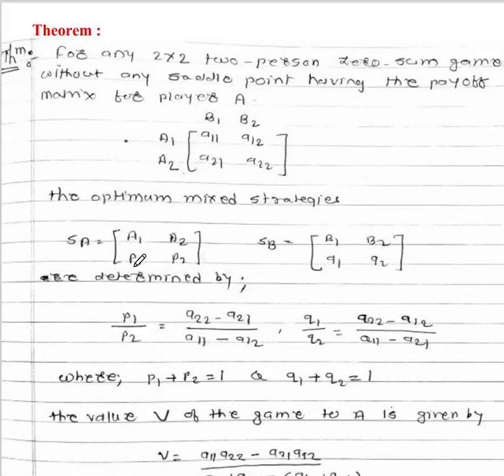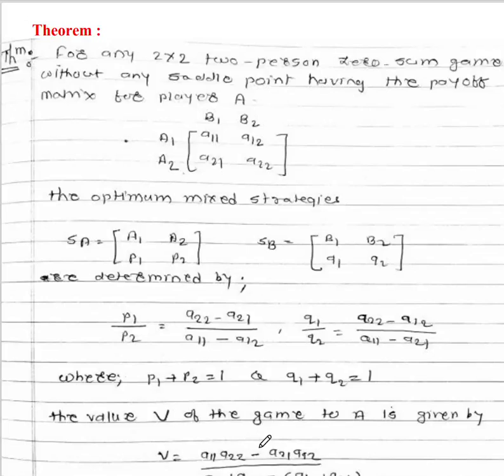The optimum mixed strategies for player A are A1, A2, that is p1, p2. The optimum strategy for player B with B1, B2 is q1, q2, which is determined by p1 divided by p2 equal to (a22 minus a21) divided by (a11 minus a12), and q1 divided by q2 equal to (a22 minus a12) divided by (a11 minus a21), where p1 plus p2 equal to 1 and q1 plus q2 equal to 1. These are the probabilities of the gain and loss of the player.